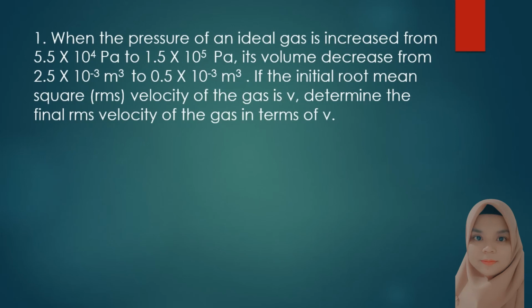Question number 1. When the pressure of an ideal gas is increased from 5.5 multiplied with 10 power of 4 Pascal to 1.5 multiplied with 10 power of 5 Pascal, its volume decreased from 2.5 multiplied with 10 power of negative 3 meter cube to 0.5 multiplied with 10 power of negative 3 meter cube. If the initial root mean square RMS velocity of the gas is V, determine the final RMS velocity of the gas in terms of V.